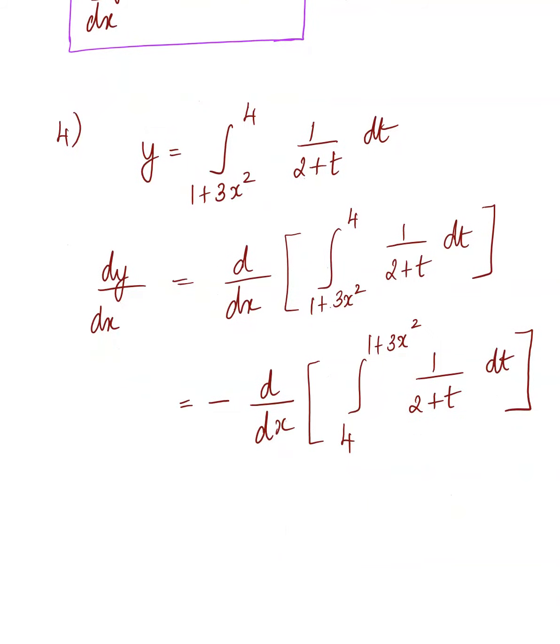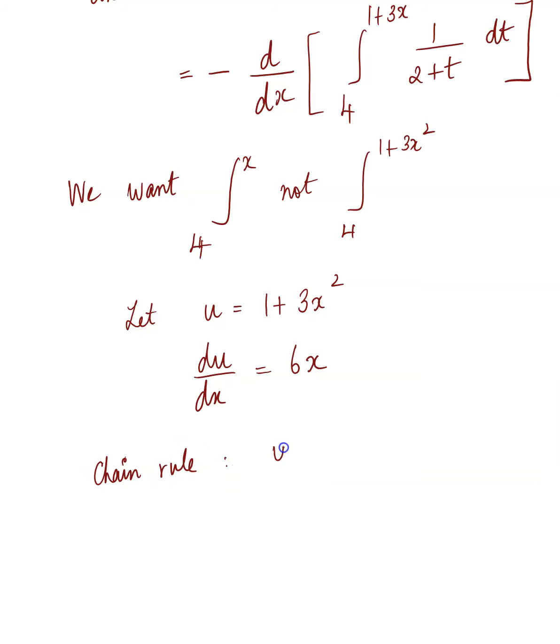Now we want the integral from a to x. So a here is 4, which is fine, but the upper limit is not x, it's 1 plus 3x squared. Because we do not want that, once again we use the substitution. u equals 1 plus 3x squared. We'll quickly do du over dx because we know we'll need it in the end. That's going to be 6x. And once again, we use the chain rule.